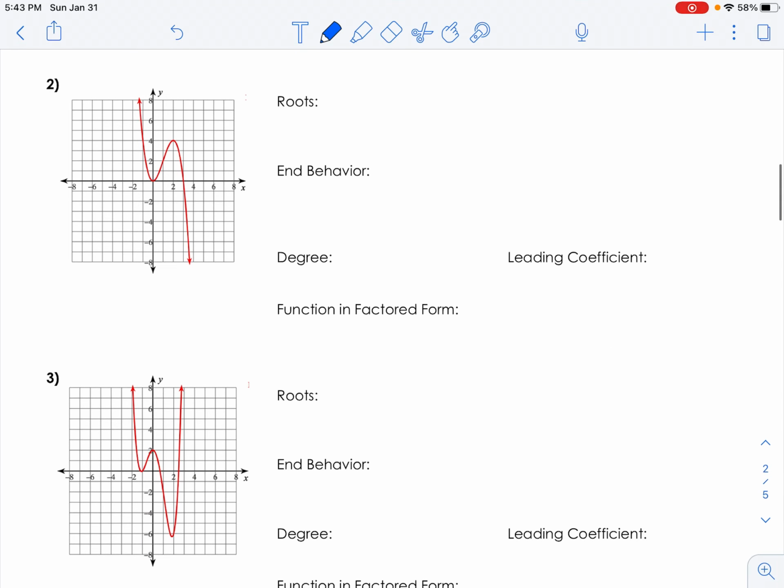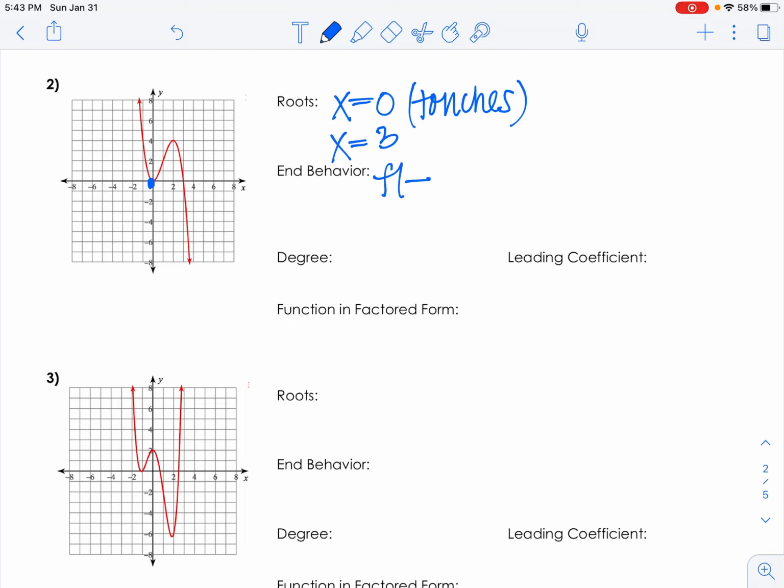Okay, now here I have a root at 0, but it just touches the graph. We'll talk about what that means. Okay, that means it has an even exponent when we write it in factored form. I also know x equals 3.